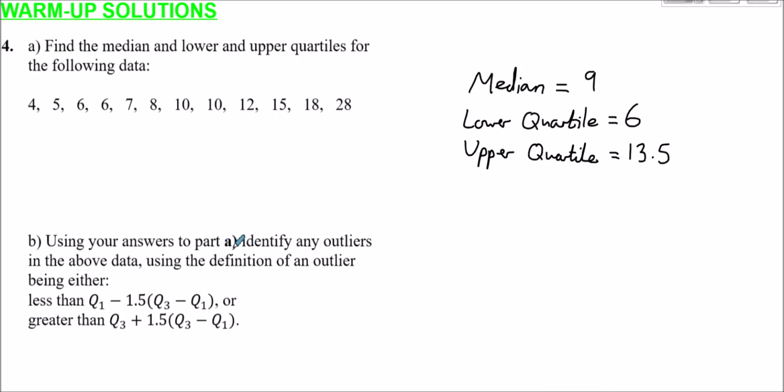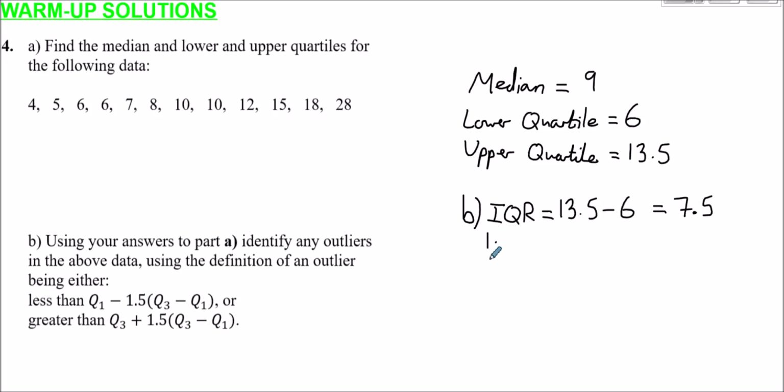Now for part B, it says using the answers to part A, identify any outliers in the above data using this definition of an outlier below. So what we need to do here is to calculate the interquartile range, which is Q3 minus Q1. So for part B, let's work out the interquartile range first. It's the upper quartile, 13.5, minus the lower one, which is 6. 13.5 minus 6 is 7.5.